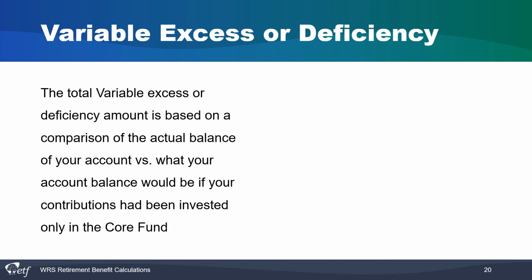Let's look at your variable excess or deficiency amount a bit closer. The variable excess or deficiency amount is the difference between what your actual account balance amount is and what it would have been if you had been invested only in the core fund. This amount can be either positive, an excess, or negative, a deficiency. This amount can be found in Section 8 of your Statement of Benefits.